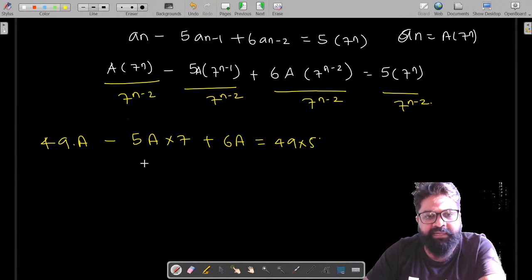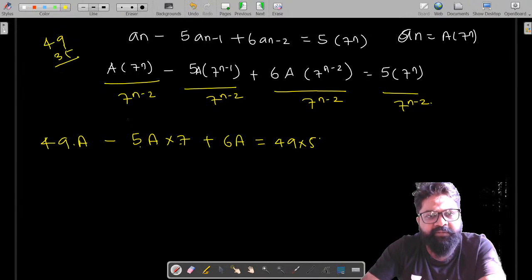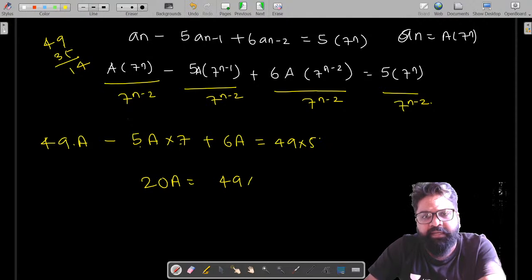Then please calculate and tell me. So this is 35, 49 and then 35. You will be getting this 14. So 14 and 6, 20. 20a and then 49 into 5.